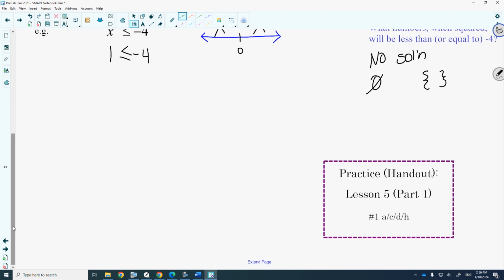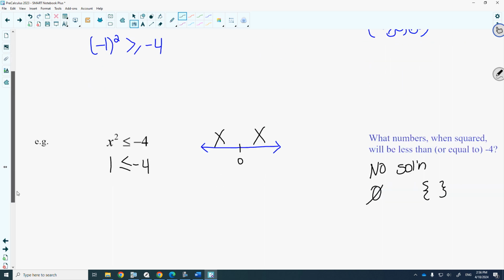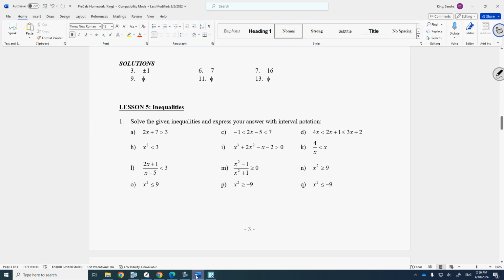Okay, so what I would do is there's going to be a second part to this lesson still, and we have to finish off rational inequalities. But before rational inequalities, I would pause this video and take a break to do these 4 homework questions. These 4 homework questions are from the handout, and it's lesson 5 on the handout. So lesson 5 was inequalities, and I said to do A, C, D, and H.